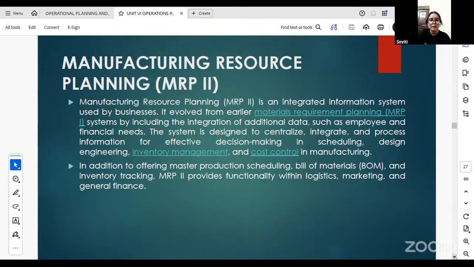In addition to offering master production scheduling, bill of materials, and inventory tracking, MRP2 provides functionality within logistics, marketing, and general finance. This is one step above your MRP1, where we were only concerned with the manufacturing, but here we are also concerned with where to get the money to do the manufacturing, and what type of people you want. All these functional areas are also integrated with it, because it is a total approach which is going to determine whether you have reached your goal or not.